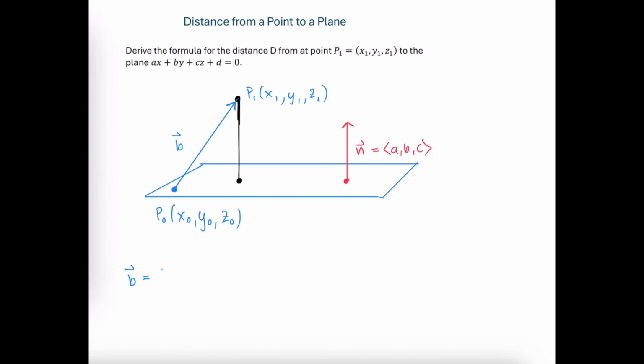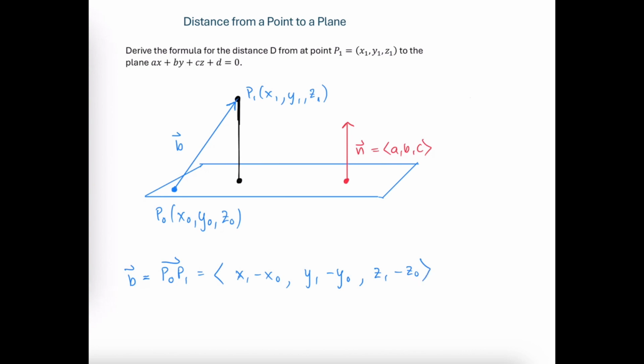So vector b is going to be the vector from p naught to p1, and that vector will have components that are terminal minus initial. So x1 minus x naught is my x component. The y component will be terminal minus initial for the y values, and the z component as well is terminal minus initial to get the change in the direction of z.